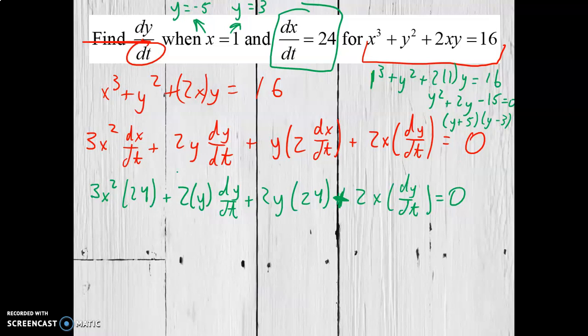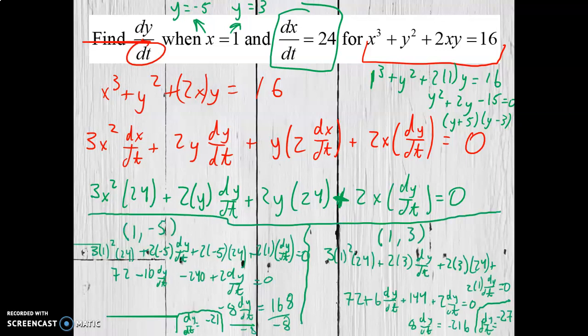All right, I'm running out of time on this video, so I'm going to hit pause and work out some steps and then unhit pause. All right, definitely needed more space, but here are the 2 answers. So at the point (1, negative 5), the rate of change of y with respect to t would be negative 21. At the point (1, 3), the rate of change of y with respect to t would be negative 27.